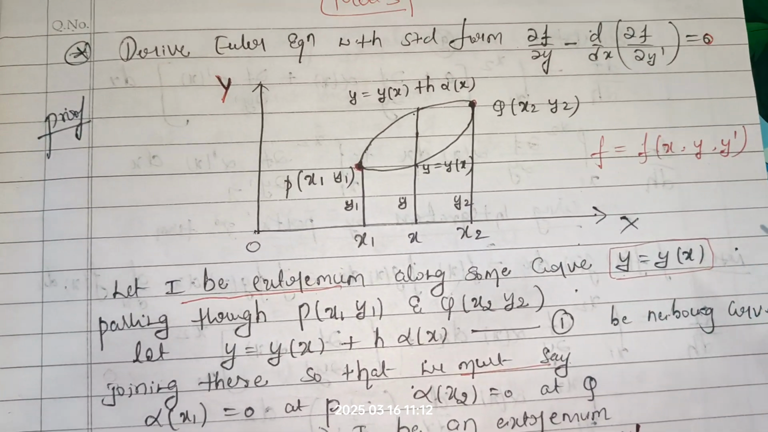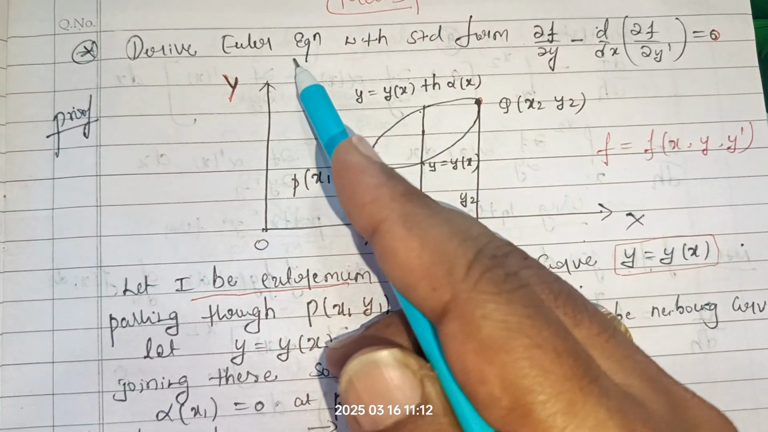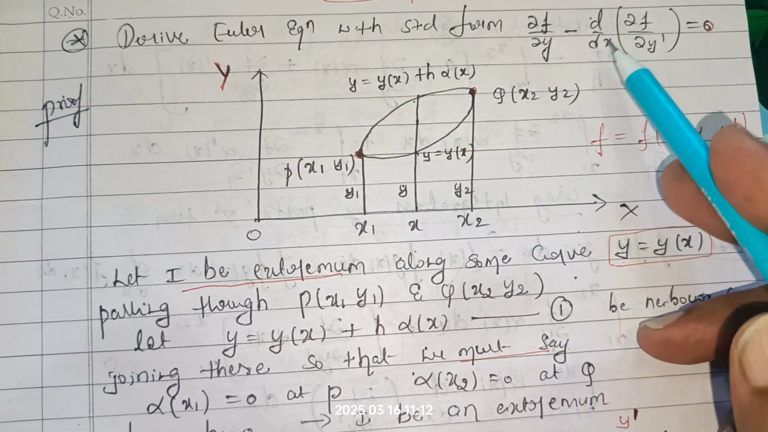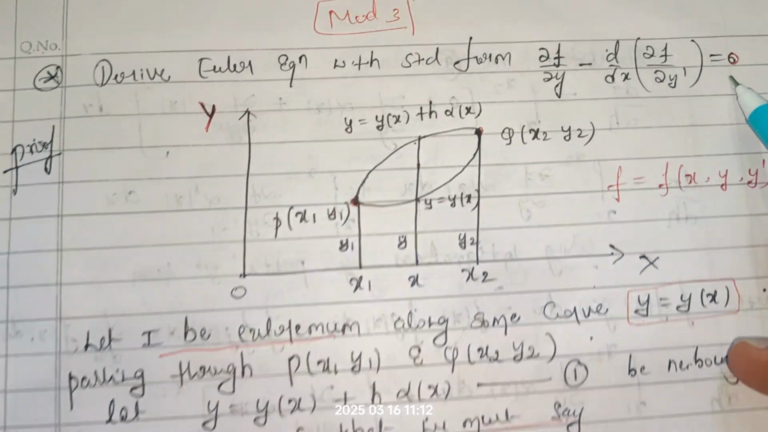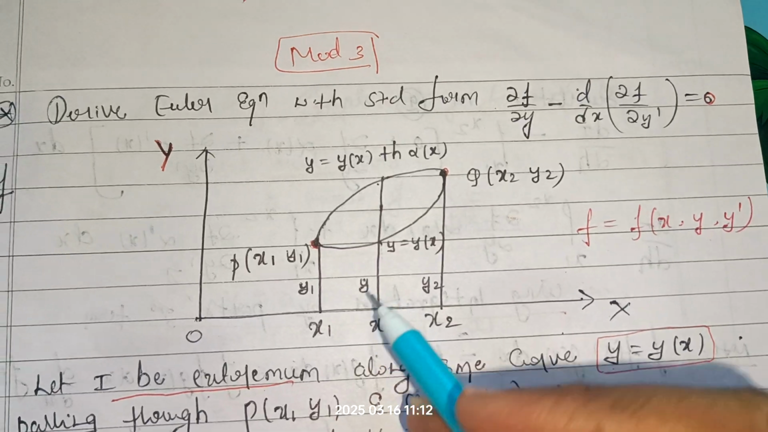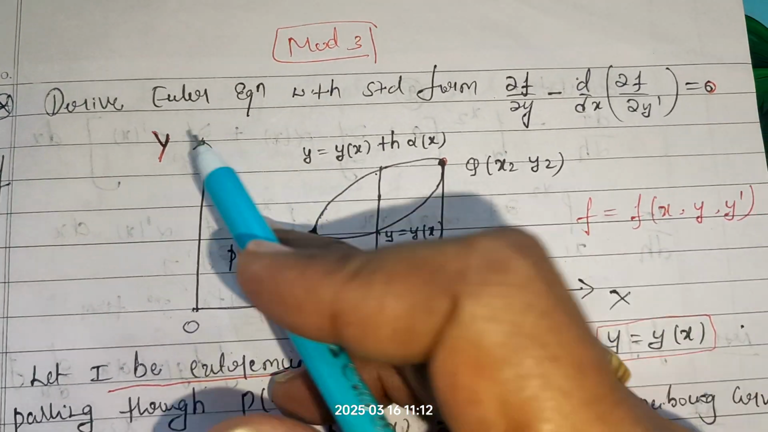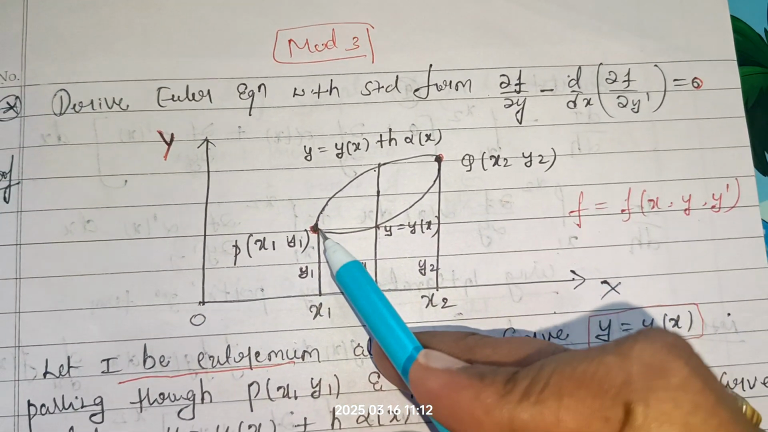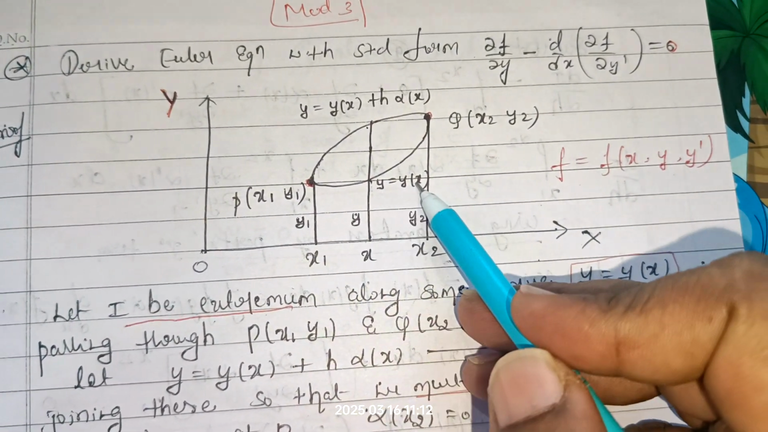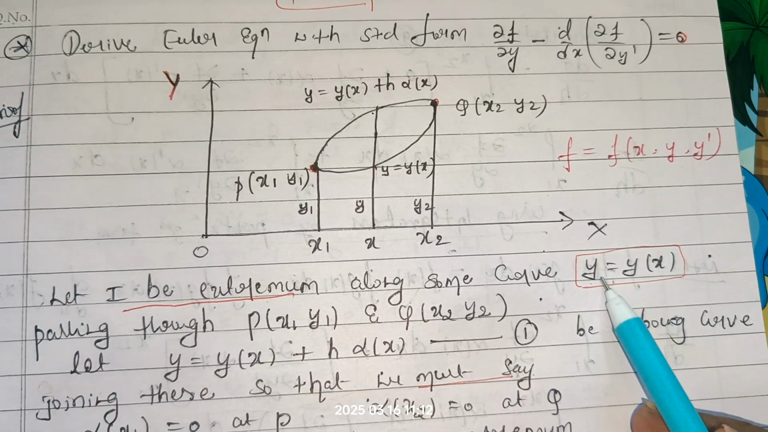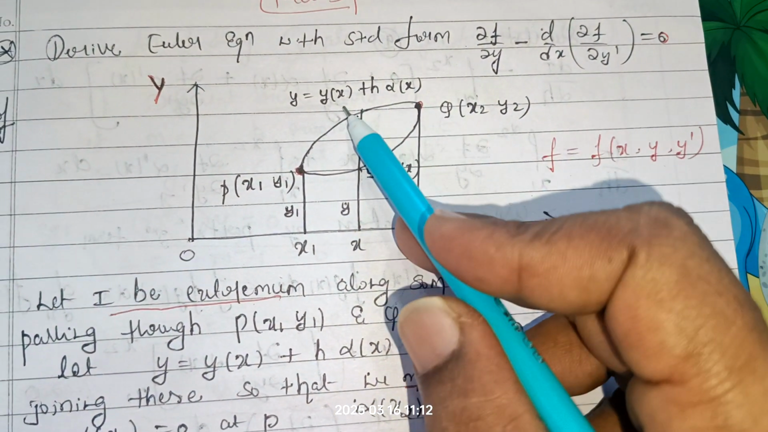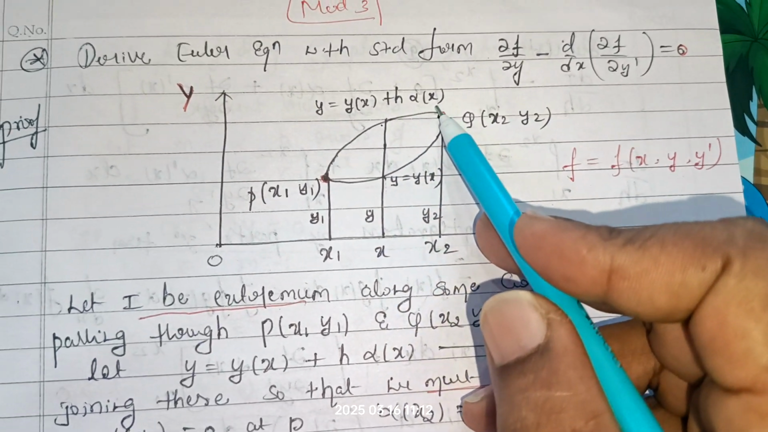So in this video, we are going to see the derivation of the Euler equation with the standard form ∂f/∂y minus d/dx of ∂f/∂y' equal to 0. To derive this, we first draw the x and y coordinates with a curve like this. Here the curve is y equals y(x), and the other curve is y equals y(x) plus h into alpha(x).